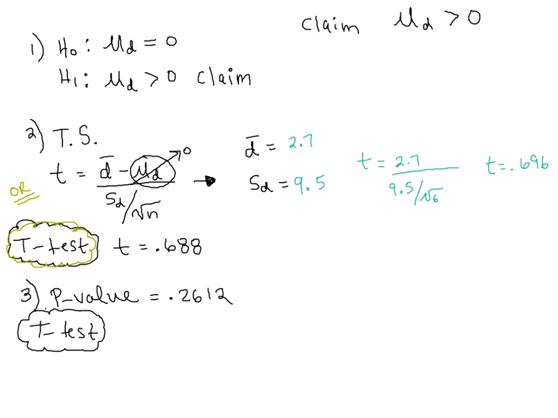Okay, so then our last step here, where we found the p-value, so our last step is our conclusion. So do I reject the null hypothesis? Do I fail to reject the null hypothesis? Based on the p-value, what do I do?